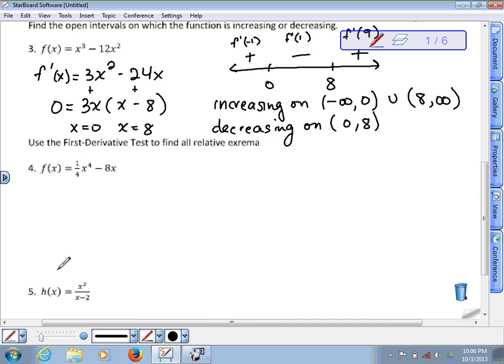Questions 4 and 5 actually come from 3.2. I've mislabeled the review. These two are from 3.2. The first derivative test to find relative extrema. This is where the graph has a relative minimum or a maximum.